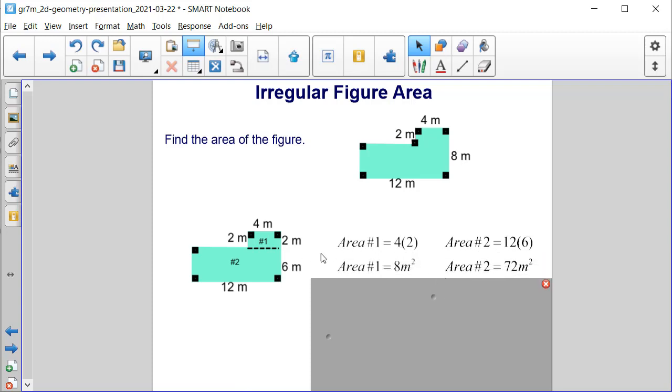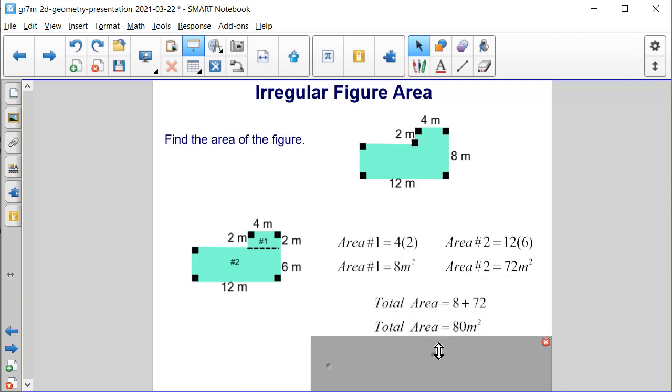So for area 1, you would do 4 times 2 and get 8 square meters. And for area 2, you would do 12 meters times 6 meters to get 72 square meters. And then if we add up 8 square meters and 72 square meters, we get 80 square meters as our total area for this irregular figure.